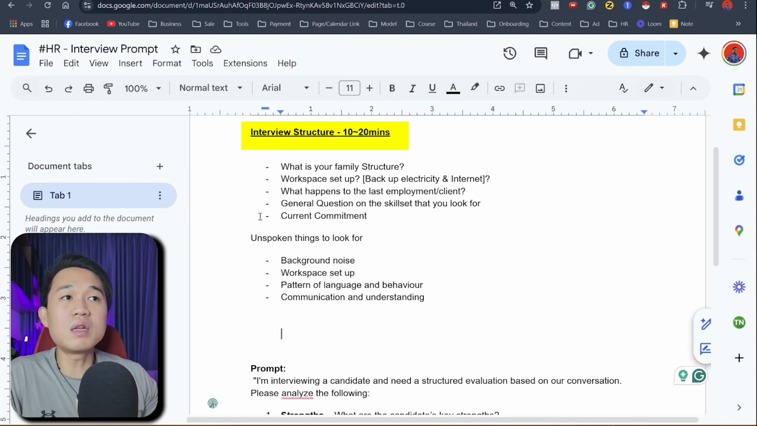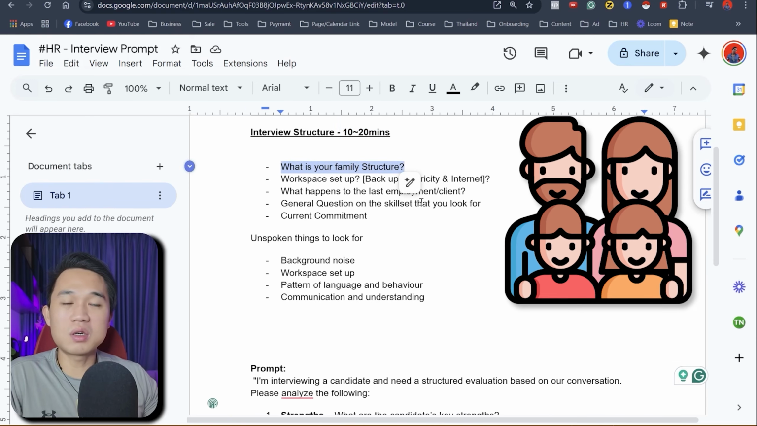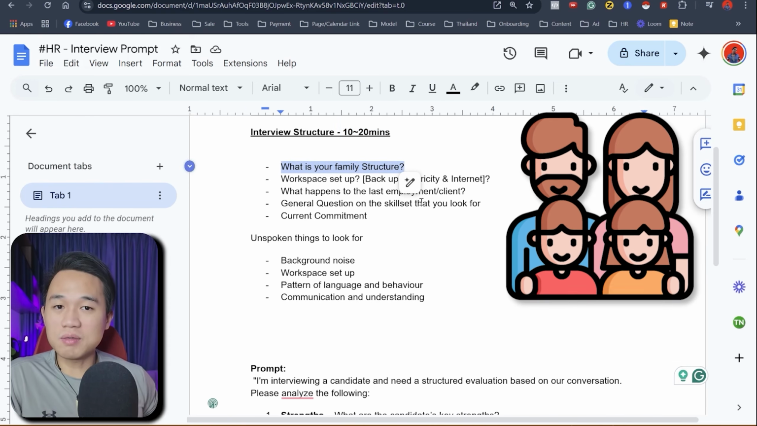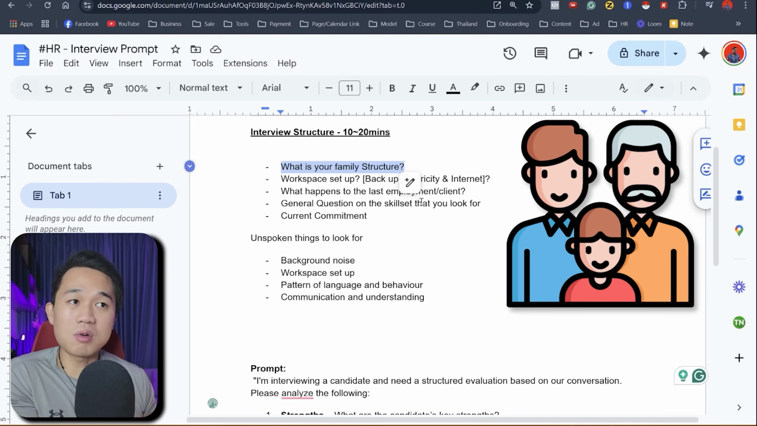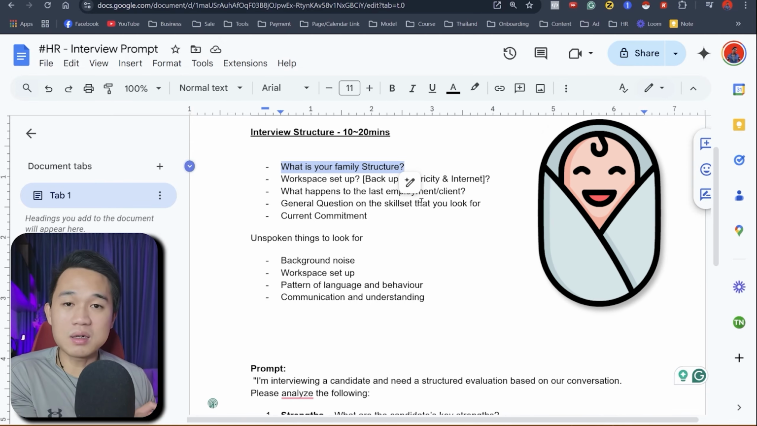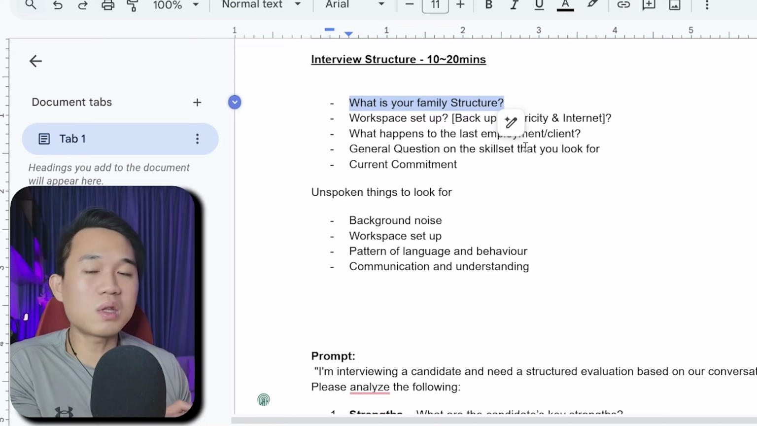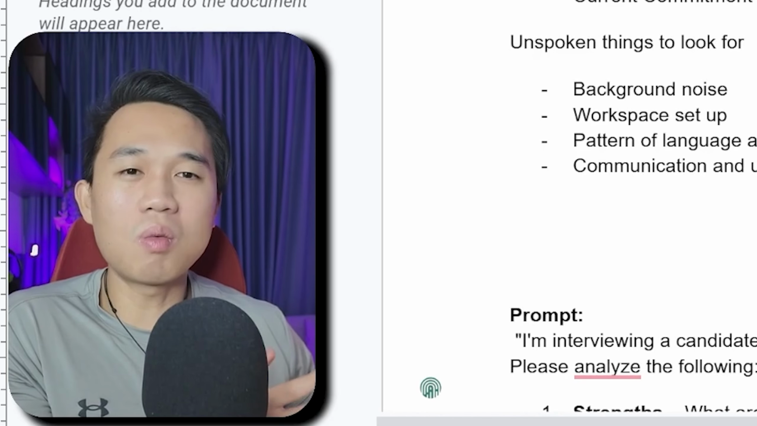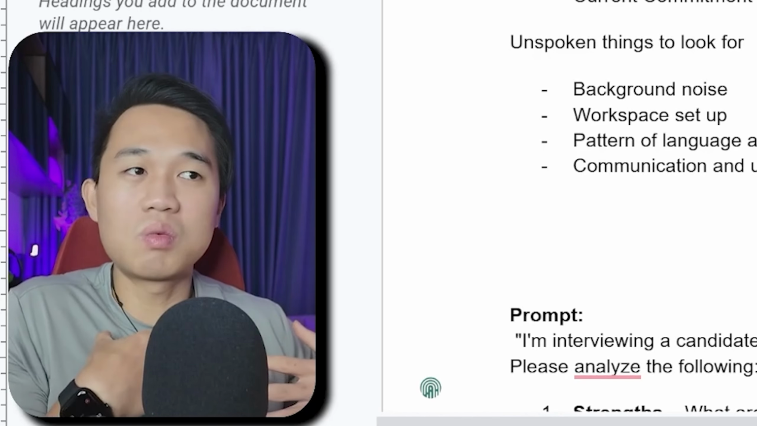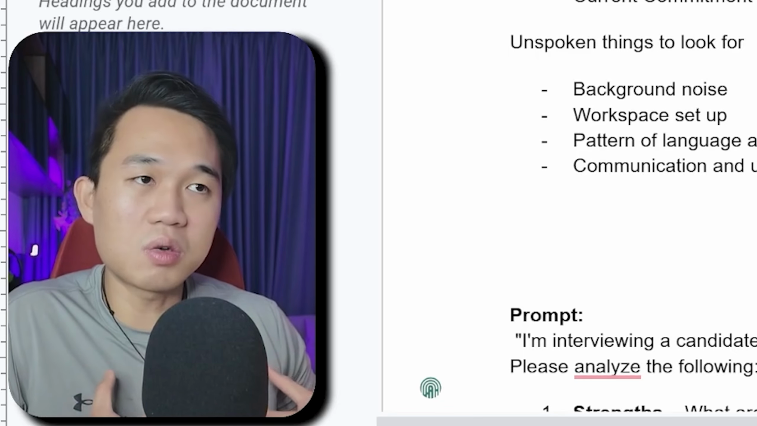So this is the interview structure that I like to have. Again, feel free to adjust to your liking. I like to keep everything short, 10 to 20 minutes. And I normally ask people their family structure, whether they're single, they have to look after their elderly parent, or they have a baby. That is important to know, because over time you find trends or patterns in terms of what kind of people will work best with your personality and your company culture, right?